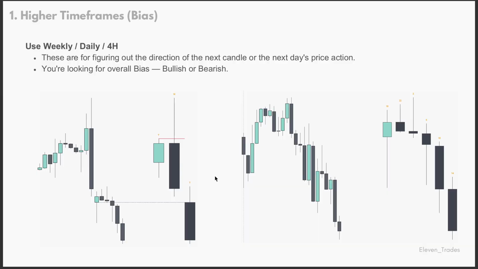So starting with our higher time frames, which are the weekly, daily, and the 4 hour. We are using these time frames for figuring out the direction of the next candle or finding our bias, whether it's a daily bias or a 4 hour bias or a weekly bias. You are looking for the next candle's formation and you are assessing the price action for bullish or bearish. So this is our high time frame: weekly, daily, and 4 hour.